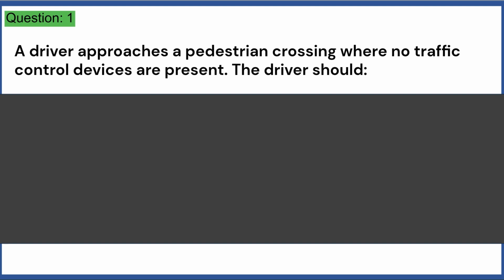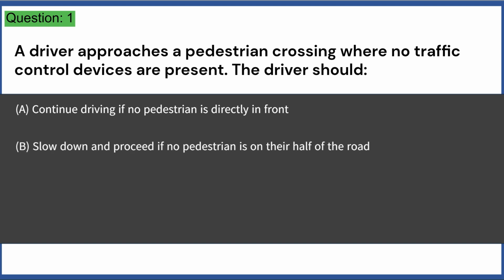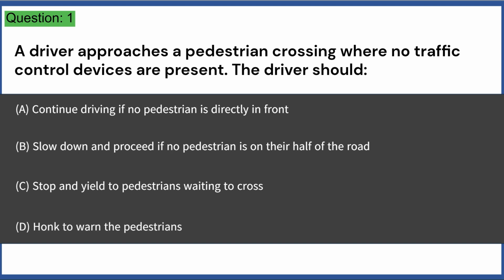A driver approaches a pedestrian crossing where no traffic control devices are present. The driver should A. Continue driving if no pedestrian is directly in front. B. Slow down and proceed if no pedestrian is on their half of the road. C. Stop and yield to pedestrians waiting to cross. D. Honk to warn the pedestrians.